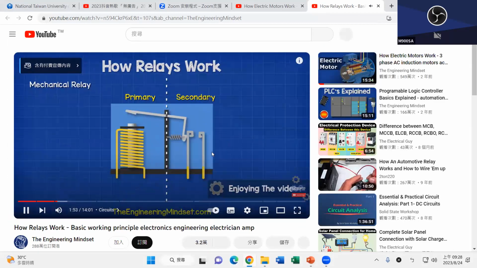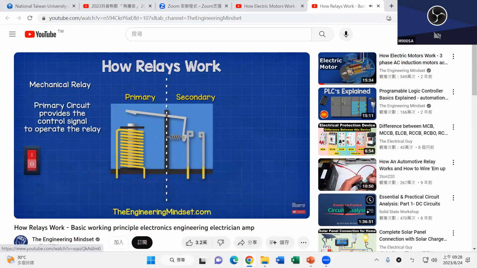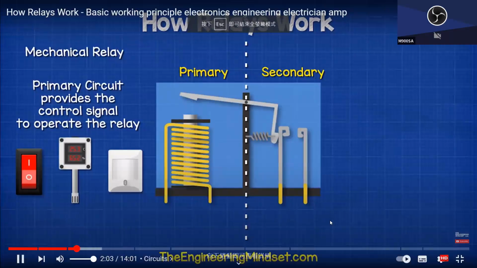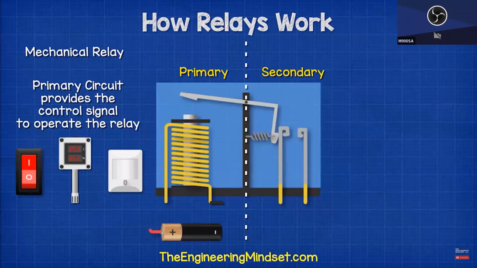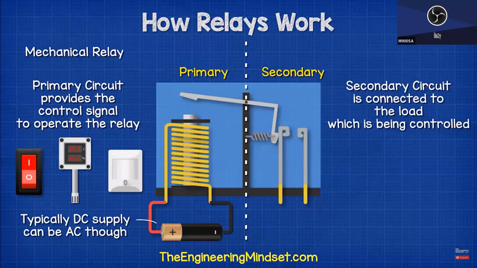Side, secondary side. The primary circuit provides the control signal to operate the relay. This can be controlled by a manual switch, a thermostat, or some other type of sensor. The primary circuit is generally connected to a low voltage DC supply. The secondary circuit is the circuit which contains the load which needs to be switched and controlled.